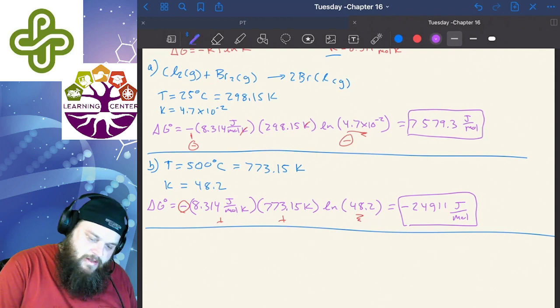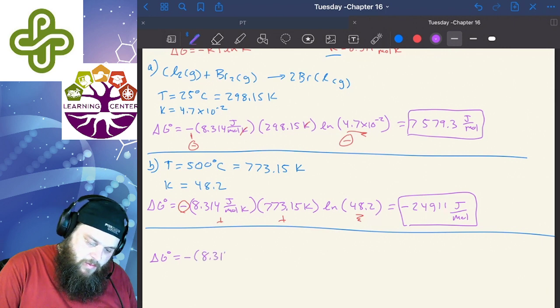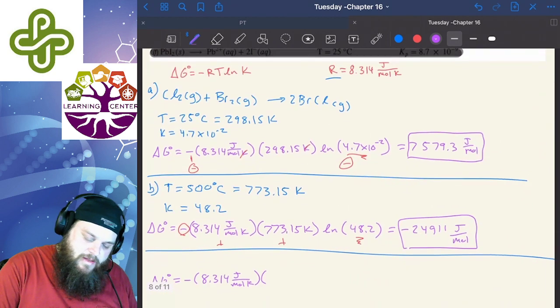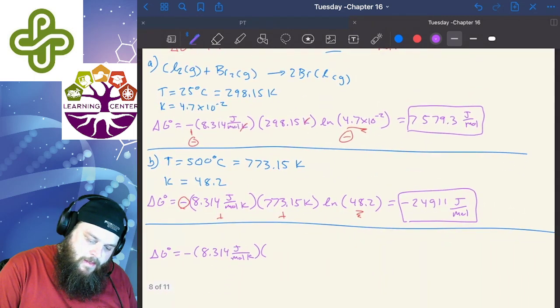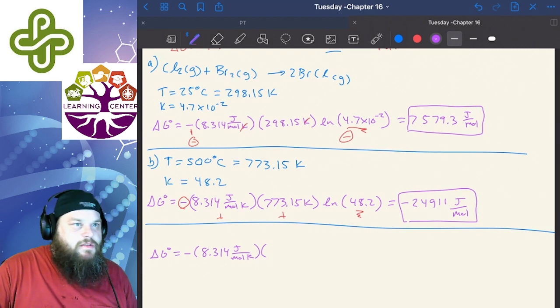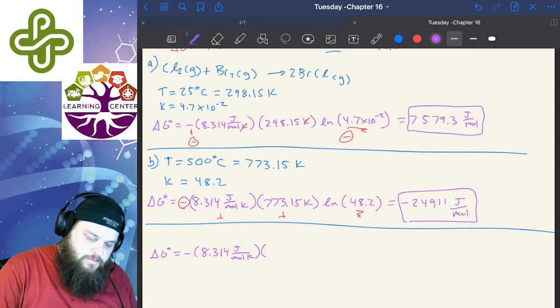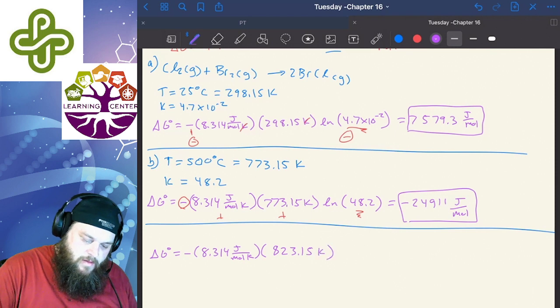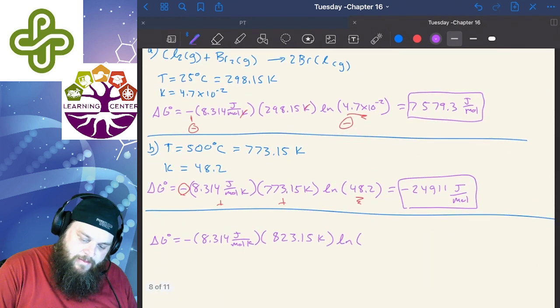So it's really just delta G is going to be equal to negative 8.314 joules per mole Kelvin times the temperature was 550. So add 273.15 to that. Which one was that? D. We have a temperature of 823.15 Kelvin times the natural log of 490.